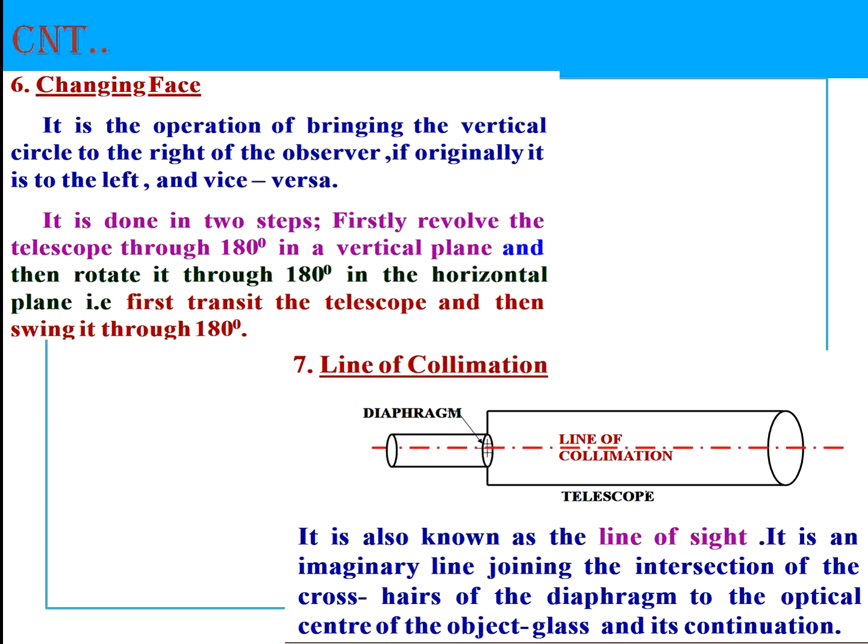Now, line of collimation. Line of collimation is also known as your line of sight. So you can see in this diagram, it is an imaginary line. See, it's an imaginary line joining the intersection of the crosshairs of the diaphragm, the center of the objective glass, and its continuation. Okay, so that is termed as line of collimation or line of sight.